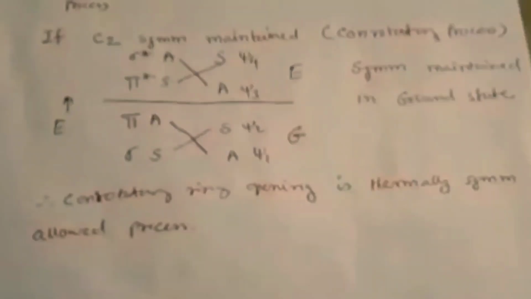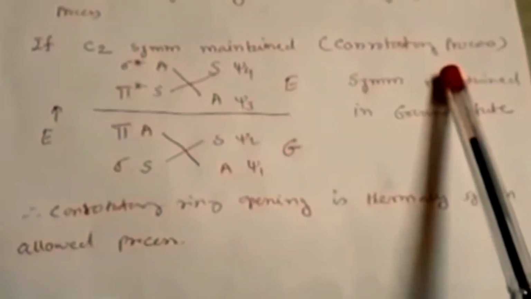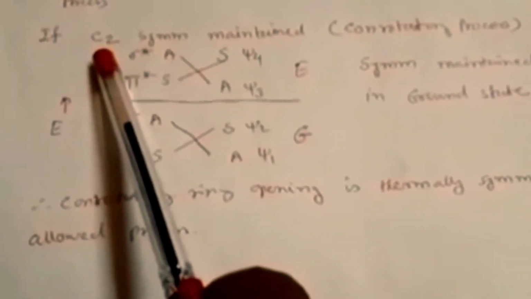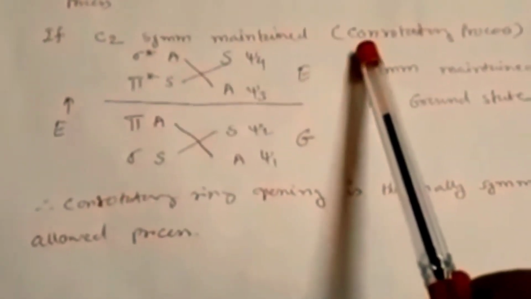So in this way, mirror plane symmetry, that is nothing but this disrotatory process, as we discussed in the basics, is photochemically allowed. Now discuss if C2 symmetry is maintained, which is nothing but the conrotatory process, as we discussed in the basics of this part. How to remember? Con rotatory, C2. Dis rotatory means mirror plane.